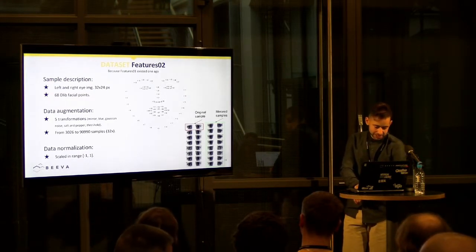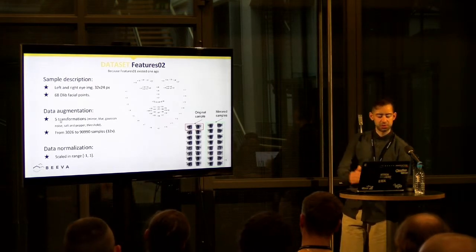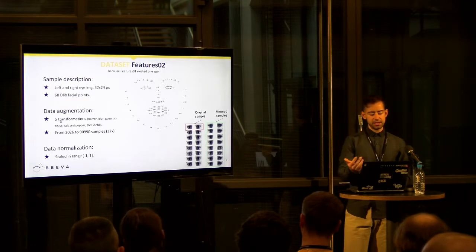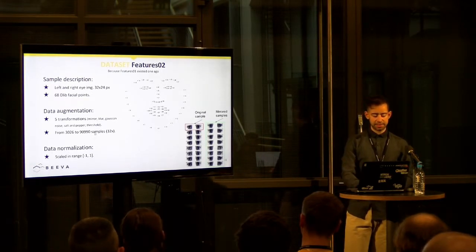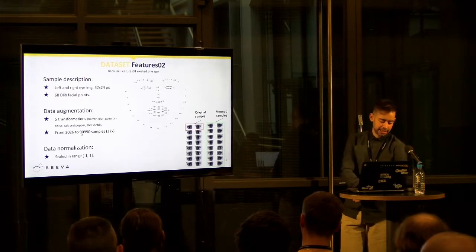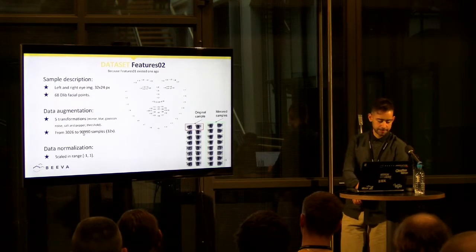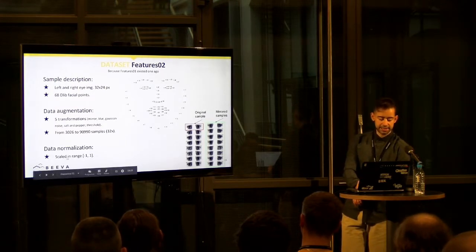An interesting fact about this is that you have 5 transformations, but you can combine them. So you have 2 to the 5th power, which means you are actually multiplying by a factor of 32. So from 3,000 images, I can get 90,000 examples, which is a very good number. Then I scale the data.